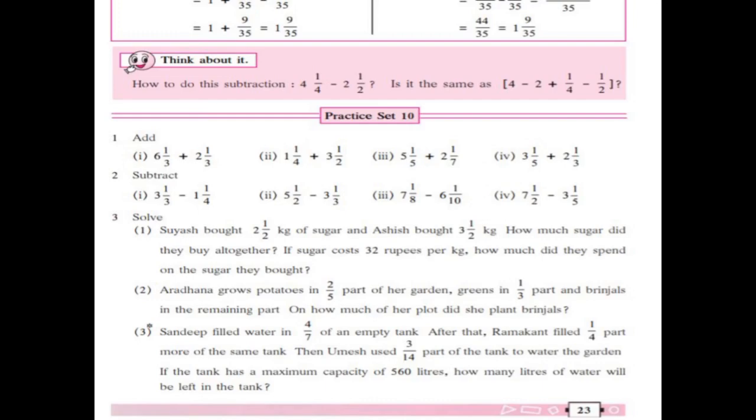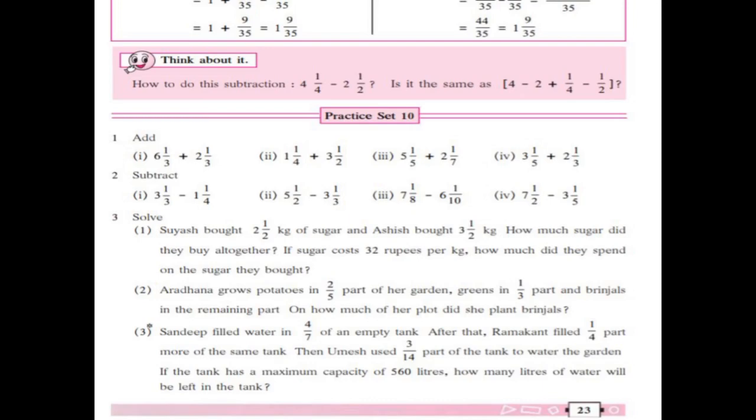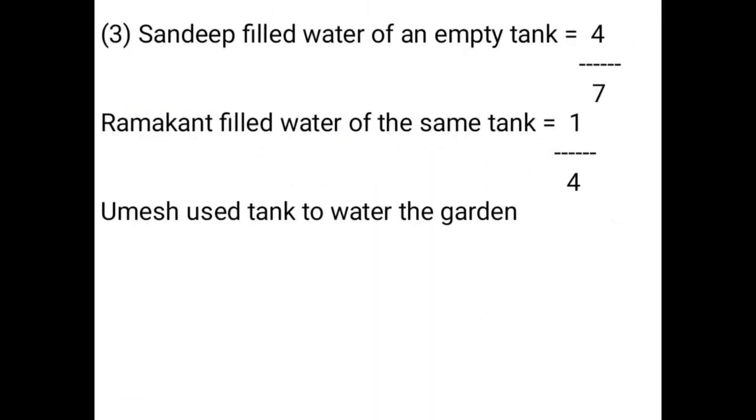Next statement you have to write is Ramakant filled water of the same tank is given 1 upon 4. Then next statement is Umesh used tank to water the garden is given 3 upon 14.